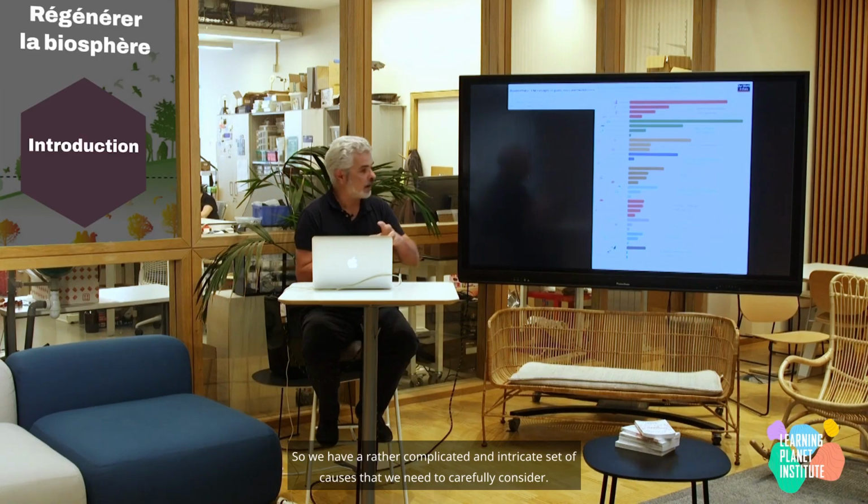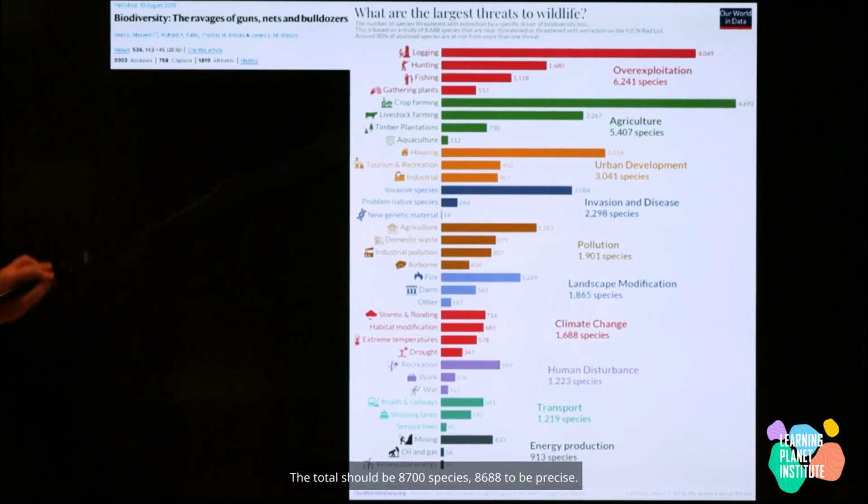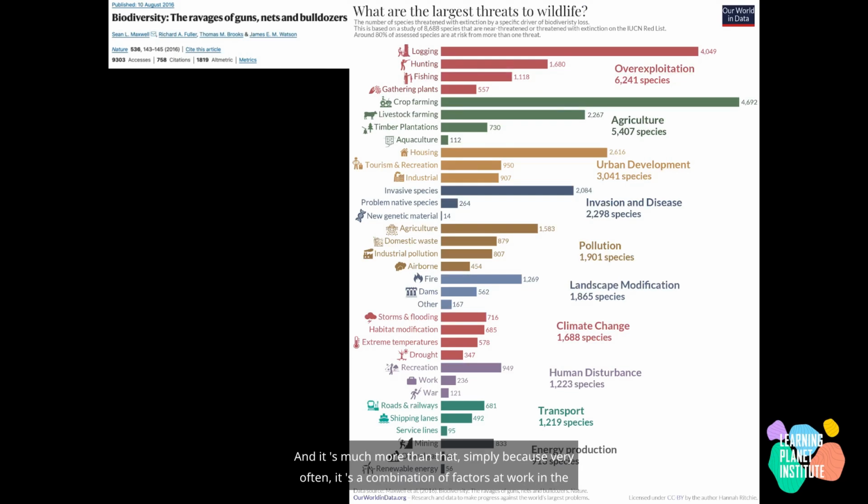So we have a rather complicated and intricate set of causes that we need to carefully consider. The total should be 8,700 species, 8,688 to be precise. And it's much more than that, simply because very often it's a combination of factors at work in the disappearance of species. And we will have the opportunity to come back to this.